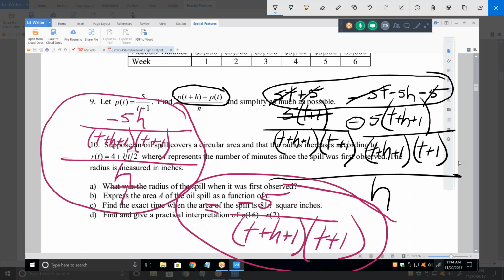So they didn't take it to its ultimate calculus meaning. So I guess you could call this a little bit of precalculus, but this is the hard part of the calculus, right? In other words, it wasn't coming up with p of t plus h or p of t that was hard. It was the algebra that was hard.